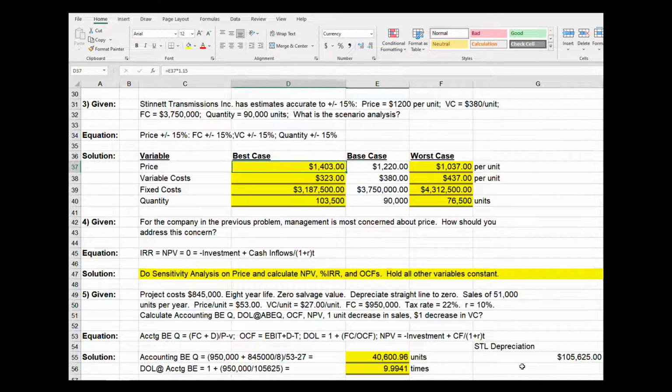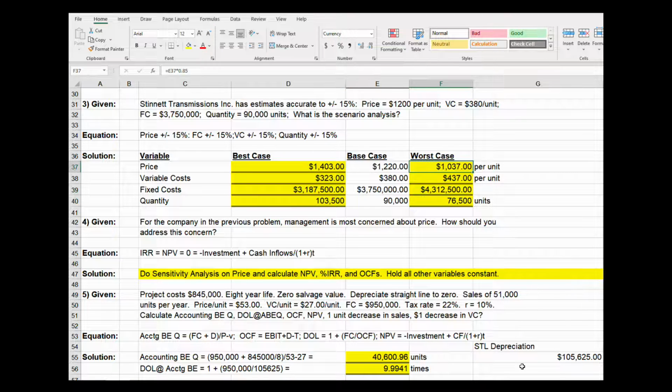So in the best case, the price goes up 15%, so I multiply 1,200 times 1.15. The variable costs go down, so I take 380 times 0.85 because they go down 15%. Fixed costs also go down 15%, so 3,750,000 times 0.85. And the quantity goes up, so I take 90,000 times 1.15.